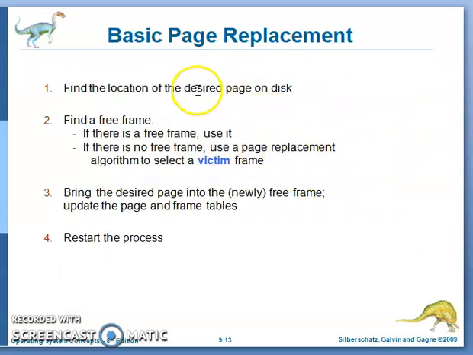Basic page replacement. Find the location of the desired page on the disk. Find a free frame in the main memory, the physical memory. If a free frame is there, you simply load it. If there is no free frame, you have to replace an existing page, which is the victim frame. You select the victim frame. After that, bring the desired page into the free frame, update the page and frame tables, and restart the process. These are the basic page replacement steps.